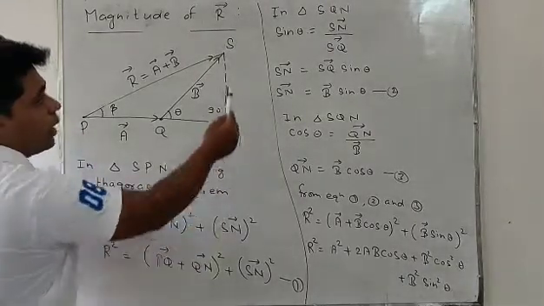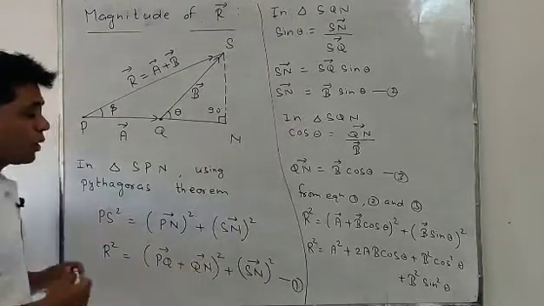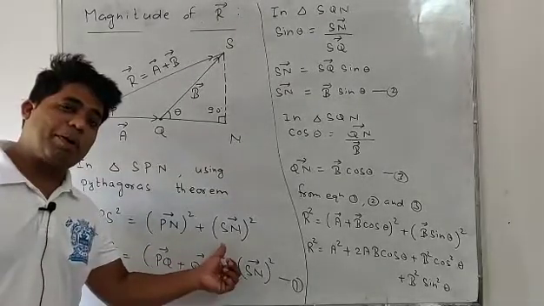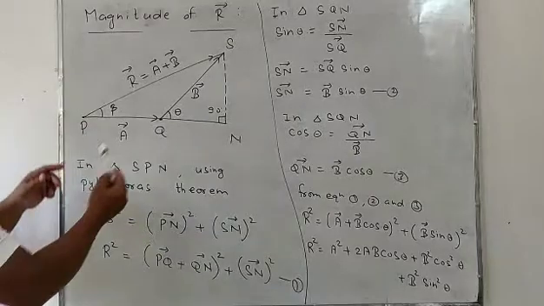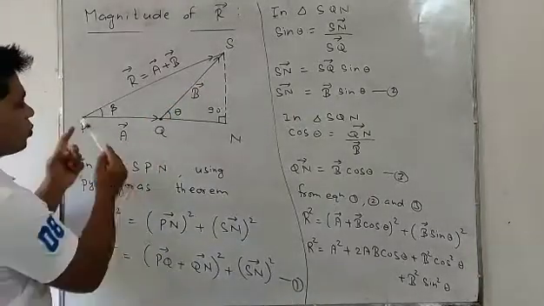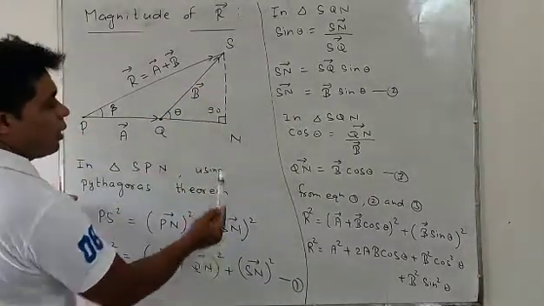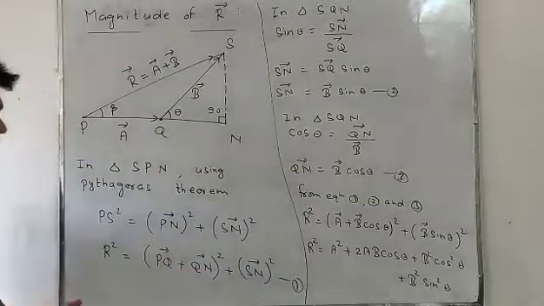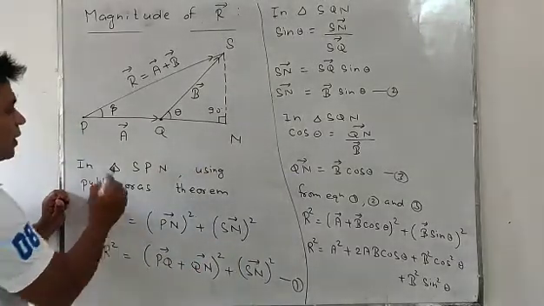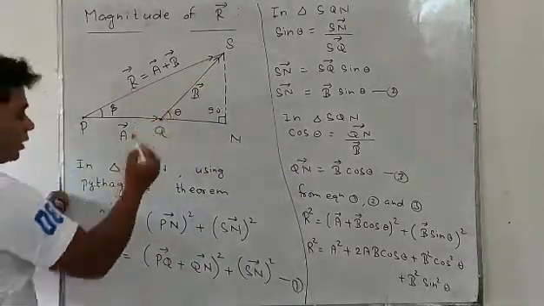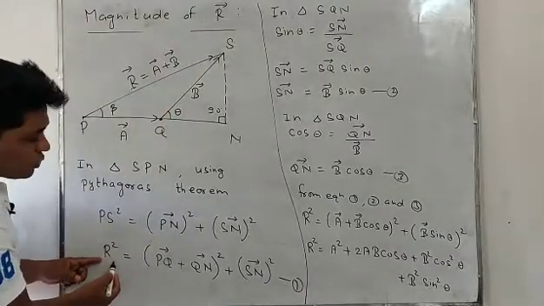Base square and Sn square, perpendicular square. The sum of base and perpendicular square equals hypotenuse square. So PS square will equal Pn plus Sn square. Now what is PS? PS is representing vector R. So the square is there, so it becomes R square.